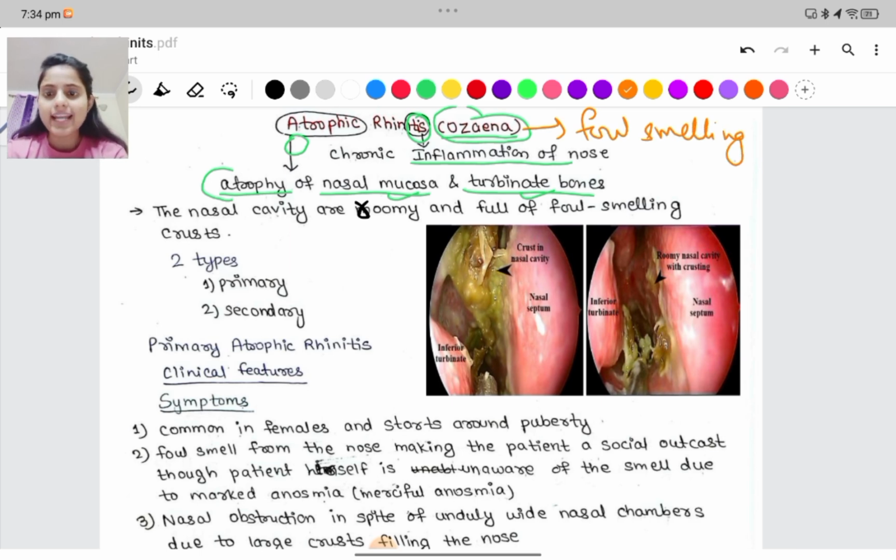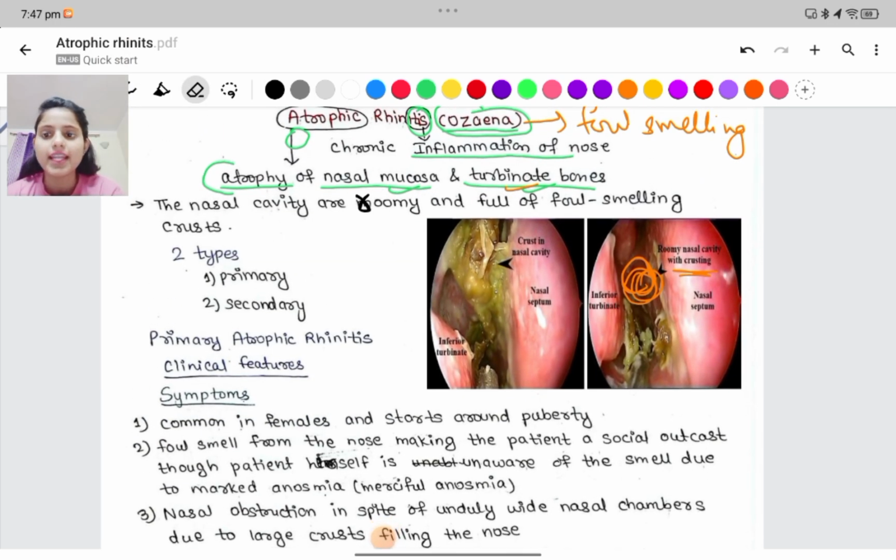In atrophic rhinitis, the nasal cavity is roomy and full of foul smelling crust. Here we can see this roomy nasal cavity with crusting. This is roomy because the turbinates are going to atrophy. There are two types of atrophic rhinitis, primary and secondary.